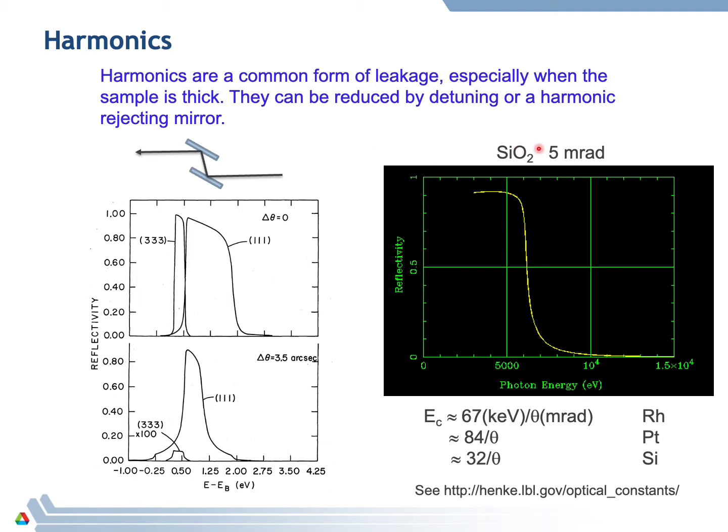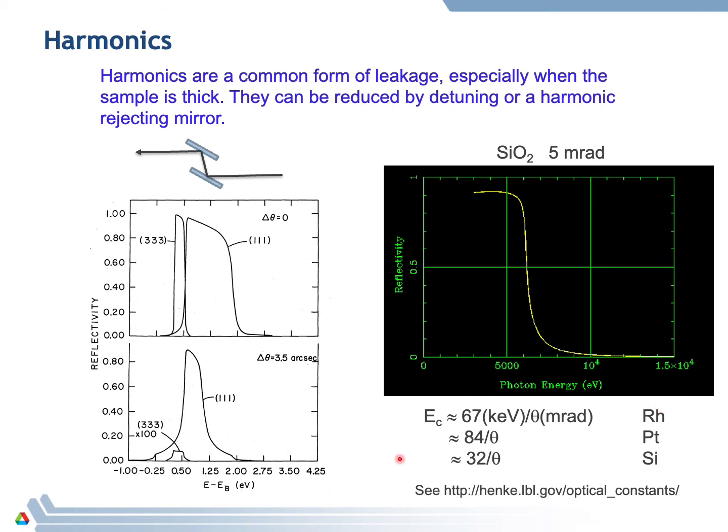I show an example for just a silicon dioxide mirror at 5 milliradians. You can see the reflectivity is a strong function of energy, and at a certain critical energy, right here, the reflectivity drops off dramatically. So if we adjust the mirror angle such that it's reflecting the fundamental, but you're past the critical energy on the harmonic, we can reduce the harmonics a lot.